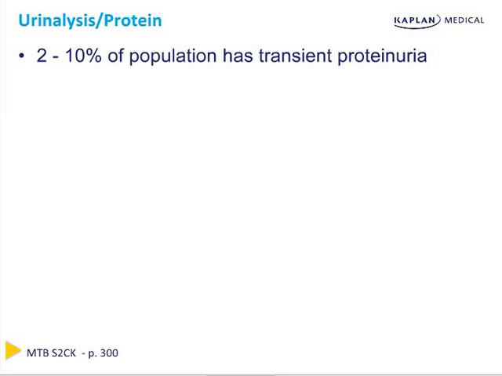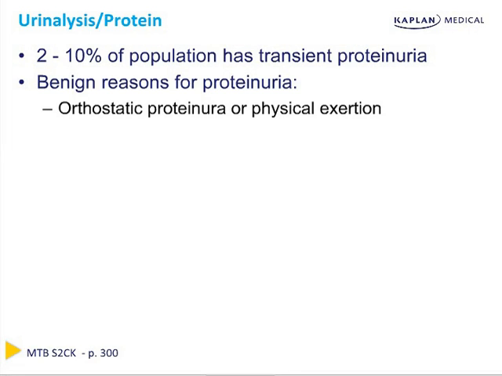The finding of protein in the urine doesn't always equal something pathologic. Somewhere between 2 and 10% of the population has a transient proteinuria. Some benign reasons for having protein in the urine are positional and physical exertion related. The first time someone stands up after lying down for a long time, for example after they've been sleeping, they can spill a little bit more protein than normal into the urine.